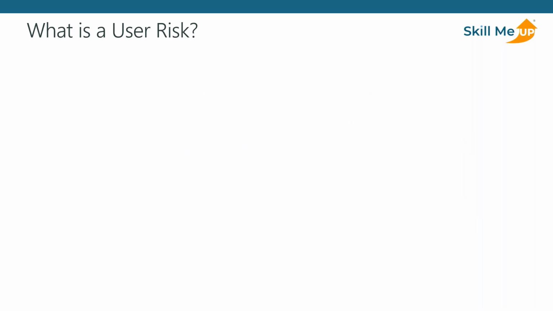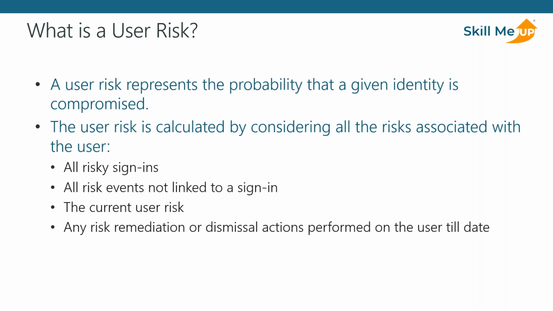So what is a user risk? A user risk represents the probability that a given identity is potentially compromised. The user risk is calculated by considering all the risks associated. So all the risky sign-ins, risk events that were not linked, the current user risk, and then any remediation or dismissal actions performed up to date.